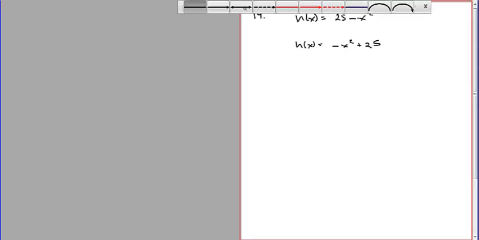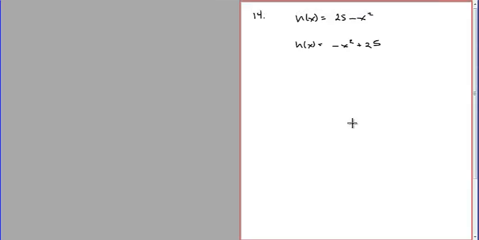They're just asking for sketches, yes, without a graphing utility. So I'm just going to approximate things here. So there's no x shift, but there's a y shift of 25. So if I put 25 on the y-axis like this, the parabola is going to go in the negative y direction, like that.